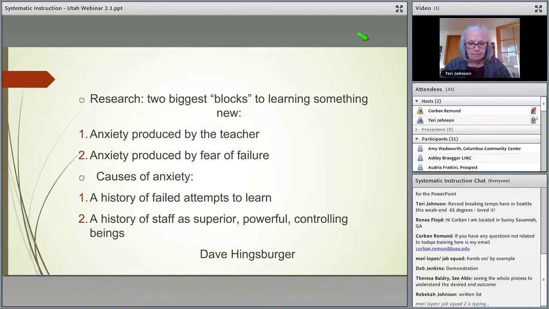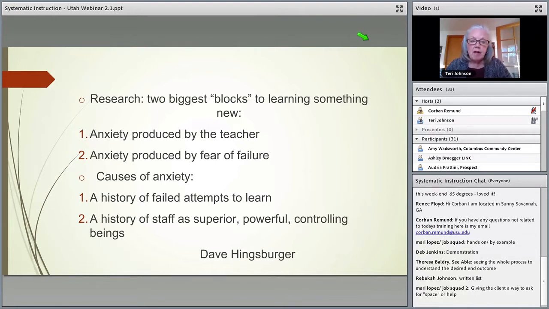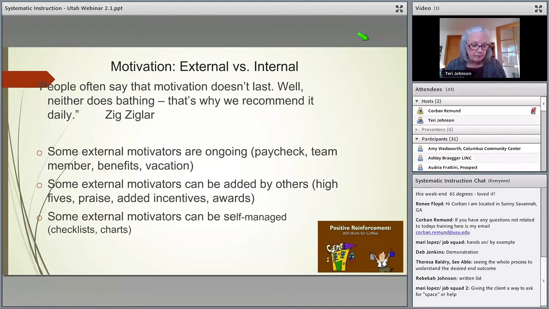Dave Hingsberger is someone that has been in our field for many, many years, and he talks about, especially with folks who have intellectual developmental disabilities, that oftentimes the causes of anxiety are failed attempts to learn, where I've done this before, I've tried, I haven't done well. And in some cases, connected to that is a history of whoever was doing the teaching as being someone who had authority, was powerful, and perhaps controlling. So recognizing that not all, but some of the learners that we're working with have issues around anxiety related to learning.